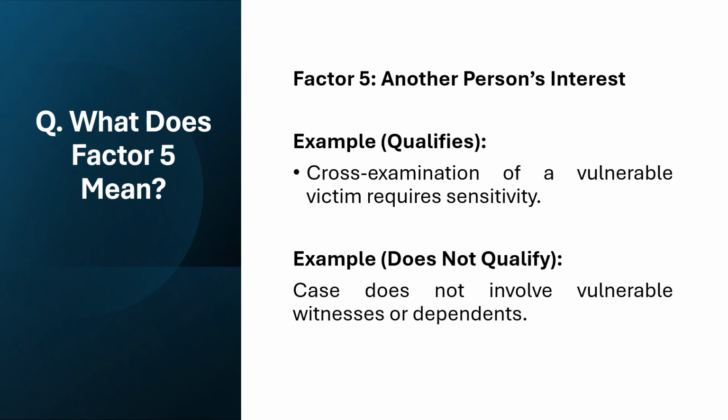And then you got factor 5, another person's interest. Example would be cross-examination of a vulnerable victim requires sensitivity. Examples of where wouldn't qualify is the case does not involve any vulnerable witnesses or dependents.